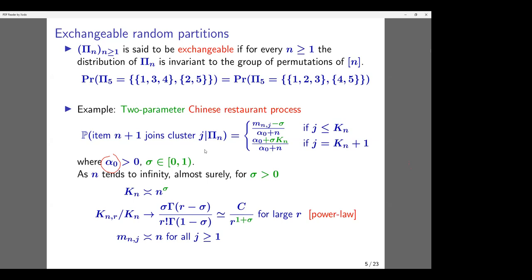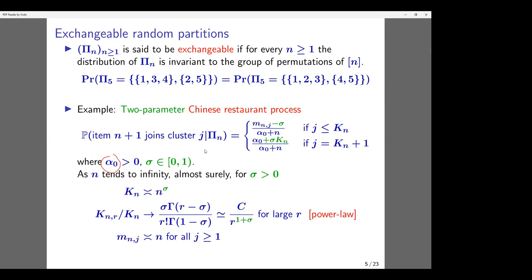So you could extend the parameter case, but here I'm just focusing on the case when sigma is non-negative. It's the same process, except that now you're joining an existing table with probability proportional to the number of people at that table discounted by sigma, where sigma is between zero and one, and the probability of sitting at a new table is alpha zero plus sigma times Kn, where Kn is the current number of tables or clusters.